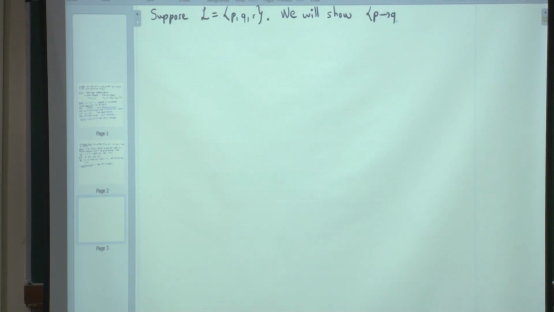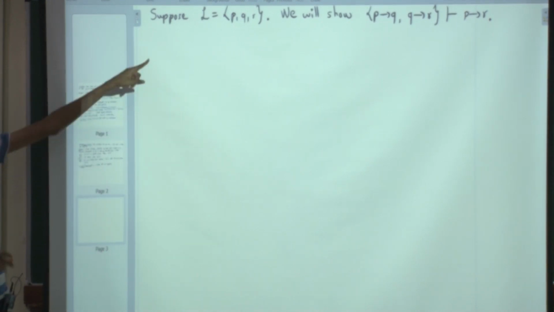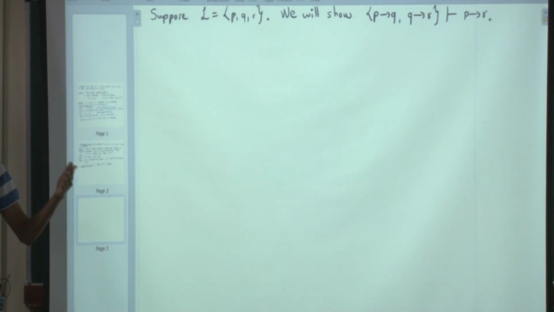If P implies Q and Q implies R are given, then what would you like to show? P implies R. Very good. So whenever we are writing down a formal proof of this sequent, it should be a finite list of sequents such that the last sequent is precisely this. That is the meaning of writing a formal proof. And we are going to number each line of the proof.